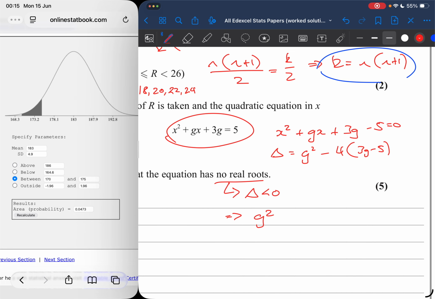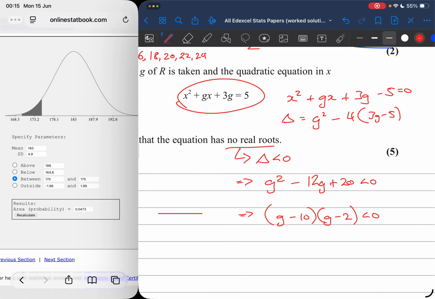So we know g squared minus that stuff. I'll expand the brackets out. I get g squared minus 12g plus 20. That needs to be negative. Factorizing it, I get g minus 10 and g minus 2. Yeah, looks good.